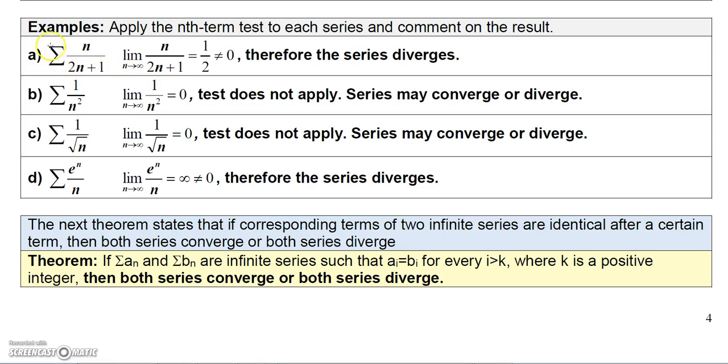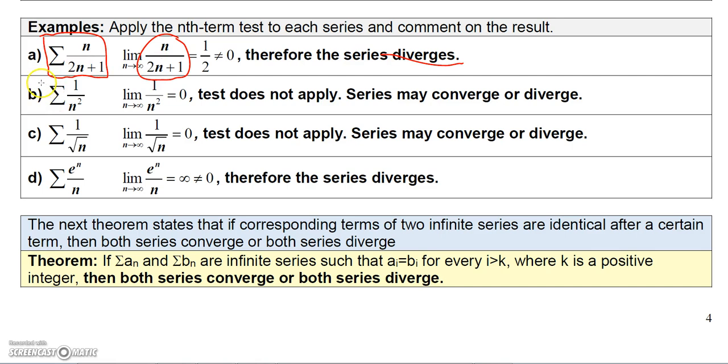Okay. So here is a series. Now remember I said just assume these sums go from 1 to infinity. Alright, so here is the series. If we took the limit of the nth term as n goes to infinity, you could easily show that the limit of this is simply 1/2. So since the limit of that does not equal 0, the series must diverge.